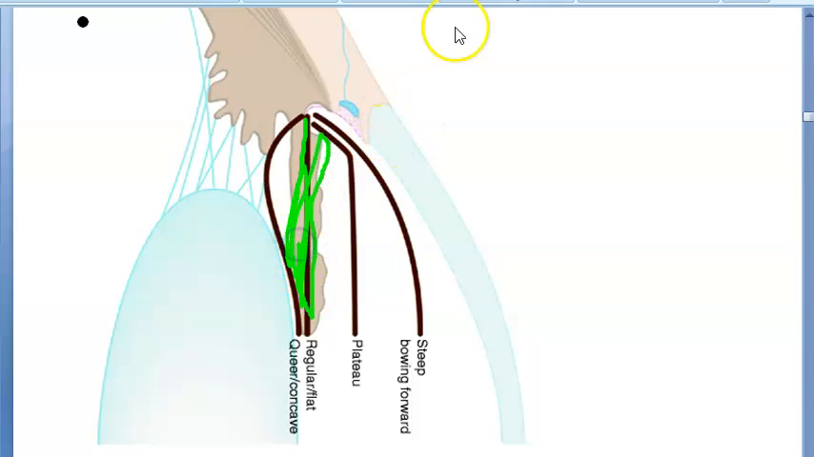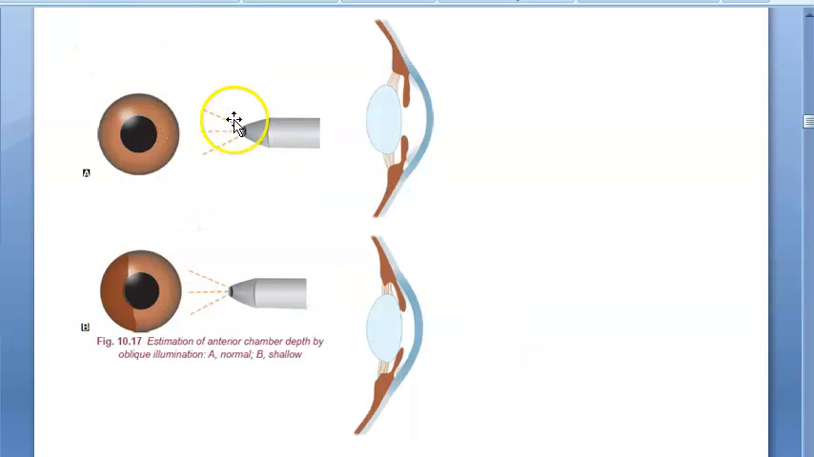And then you have the plateau iris, which you should know, which can lead to angle closure. So these are some positions of the iris. Then we saw how to check for anterior chamber depth. You would put oblique illumination and you can see the shadow here whenever there is a shallow anterior chamber.